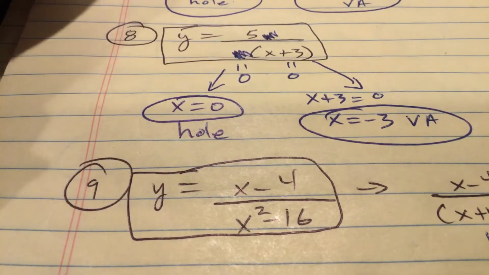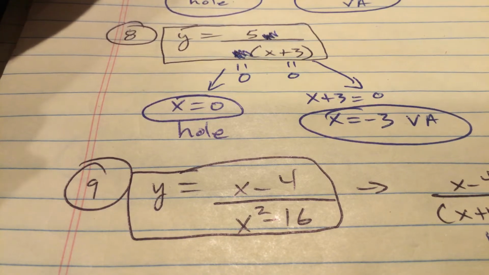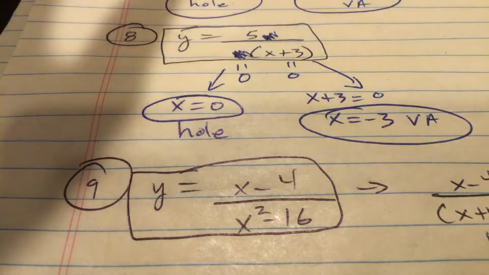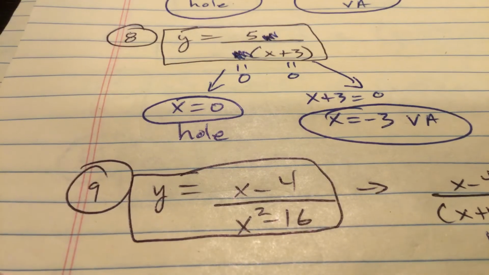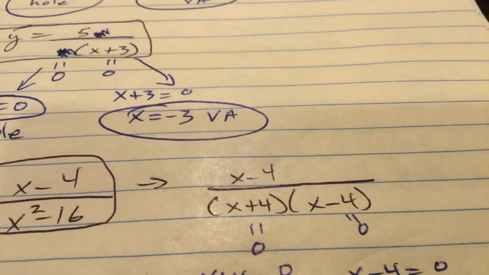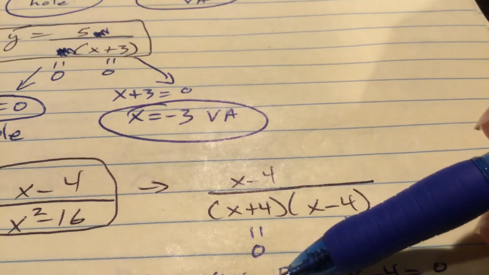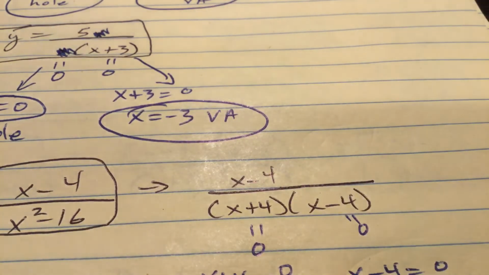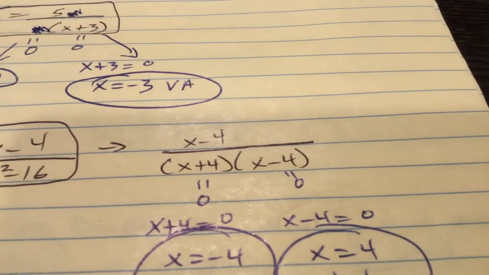Number 9, y equals x minus 4 over x squared minus 16. How does the denominator factor? That's what we want to do here. If I have to describe the discontinuous points as vertical asymptotes or holes, I need to factor the denominator. x squared minus 16 factors to be x plus 4, x minus 4. So I'm going to set this x plus 4 equal to 0. Set that x minus 4 equal to 0. I get x equals -4. And I get x equals 4.